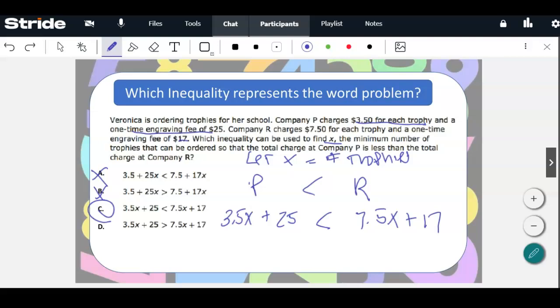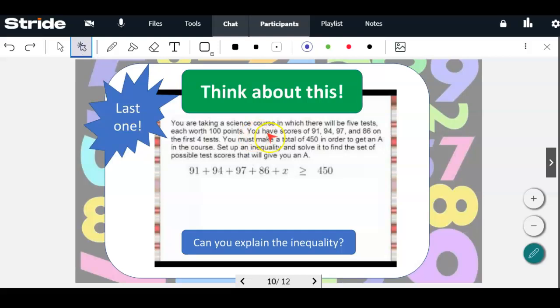Okay, one other question I want you to think about, like if you're taking a science course in which there will be 5 tests, each worth 100 points, you have scores of 91, 94, 97, and 86 on the first 4 tests. You must make a total of 450 points in order to get an A in the course. Set up an inequality and solve it to find the set of possible scores that you can get that will give you an A. So if you think about the 450 part, you want an A, you have to have at least a 90. So 90 times the 5 tests, that's how they came up with the 450.